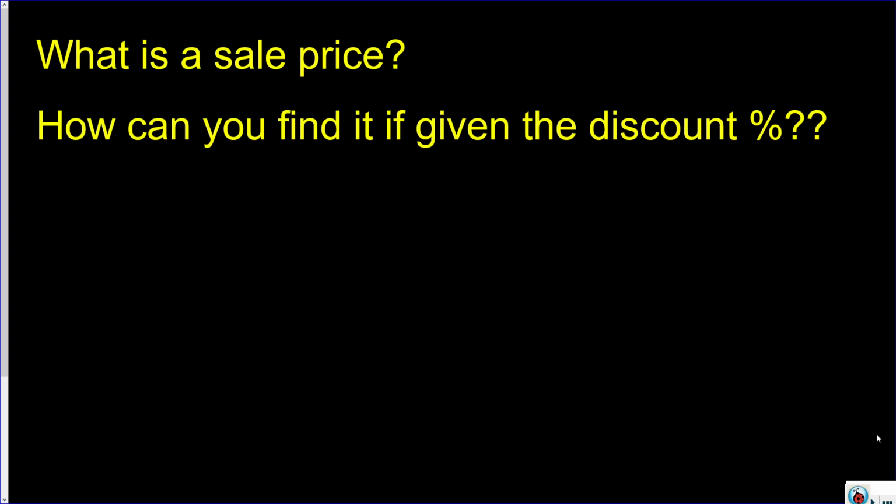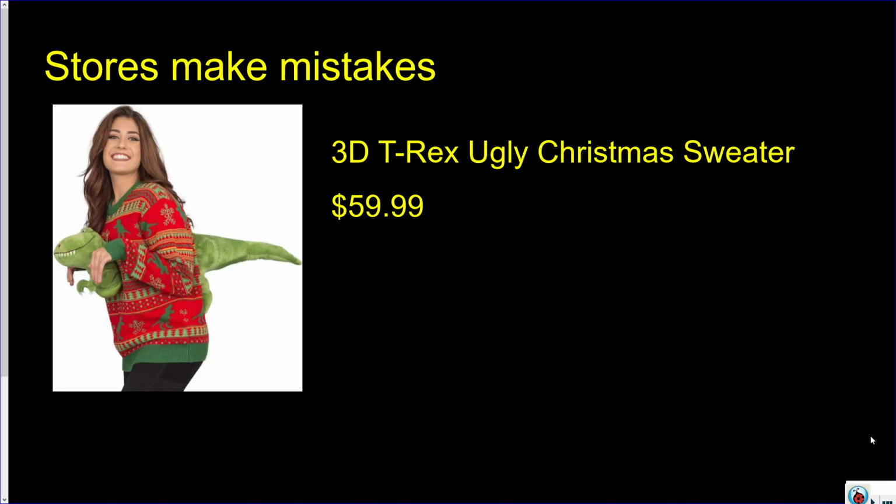What is the sales price, and how can you find that sales price if you're given the discount percentage? Well, stores make mistakes sometimes. If they order something and they think a lot of people are going to buy it, they put a high price on there and they think they're going to make some profit. Sometimes, though, nobody wants to buy for the price that's listed there.